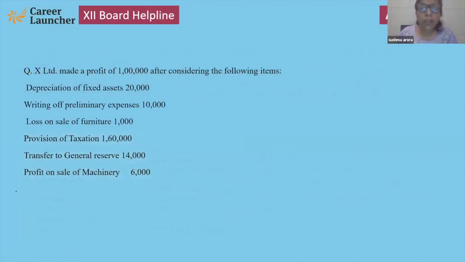X made a profit of rupees 1 lakh after considering the following items: depreciation given, preliminary expenses given, loss on sale of furniture, provision for tax, transfer to general reserve, profit on sale of machinery. All these are given. Please note down this question. Profit is given, but after considering the following items. Okay, children, please see that.